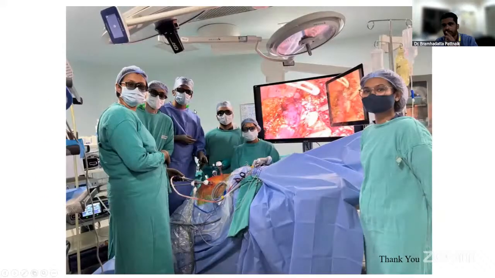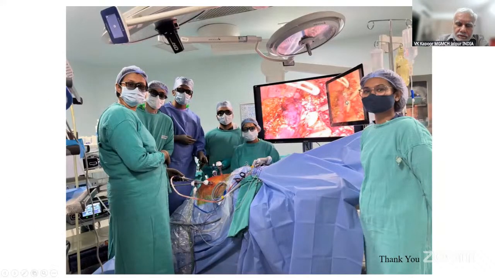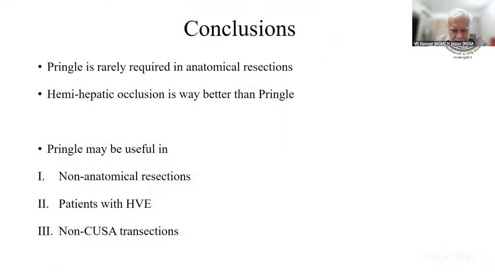Thank you very much. So before Phani starts the discussion, two questions, Pattnaik, I have. One, that in the case where you wanted to do an extended right, was it a classical extended right or a modified? Because you didn't embolize the segment 4 branch of the portal vein.